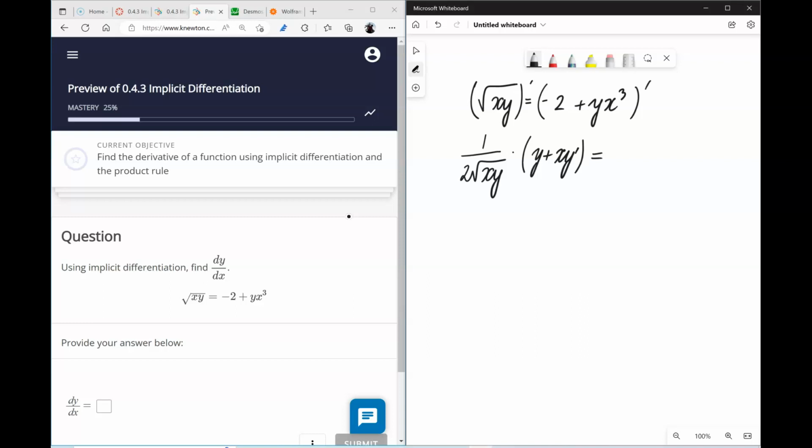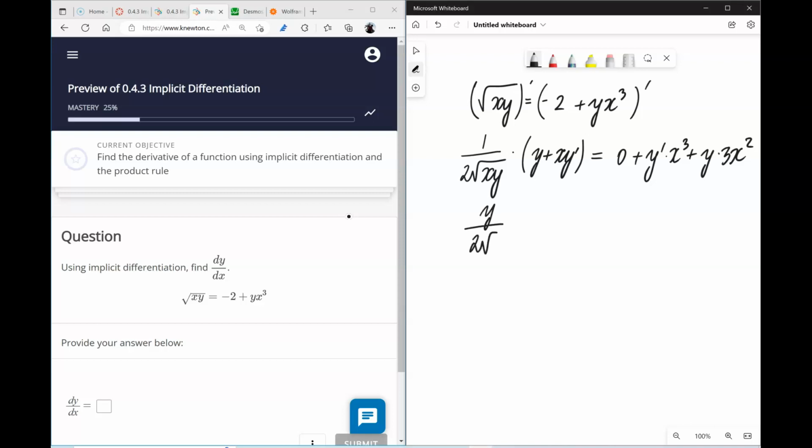On the right side we have the derivative of negative 2, which is 0, plus the derivative of the product, so it's the derivative of y times x cubed plus y times 3x squared. And in this case we need the expression for y prime, so we need to isolate y prime, which is just an extra step, but let's distribute everything over.